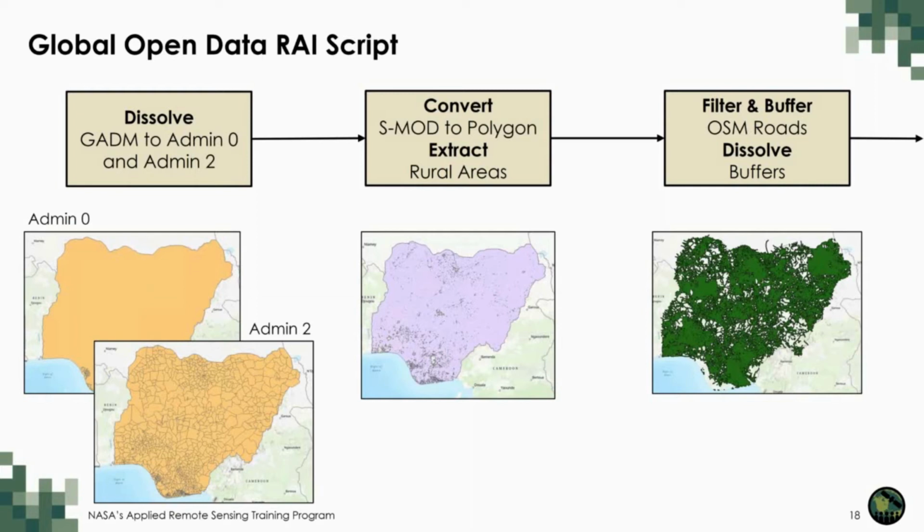The global SMOD data is converted to polygon, and only the rural areas extracted for each country. The global roads data are filtered to include only the desired set of roads for the World Bank and season definitions of all-season roads. Then they are buffered, and all buffers dissolved into a single multi-part polygon. This polygon then represents the area within 2 kilometers of an all-season road.